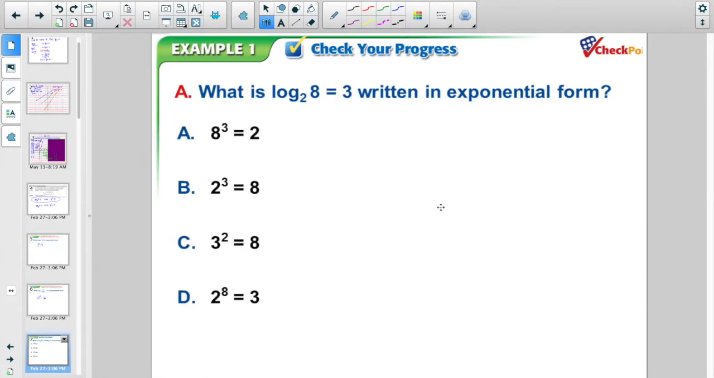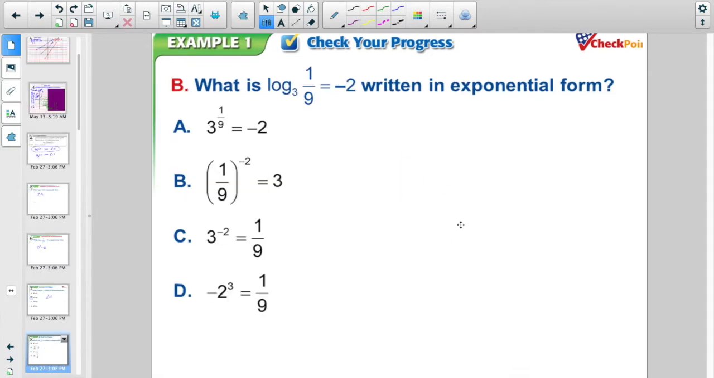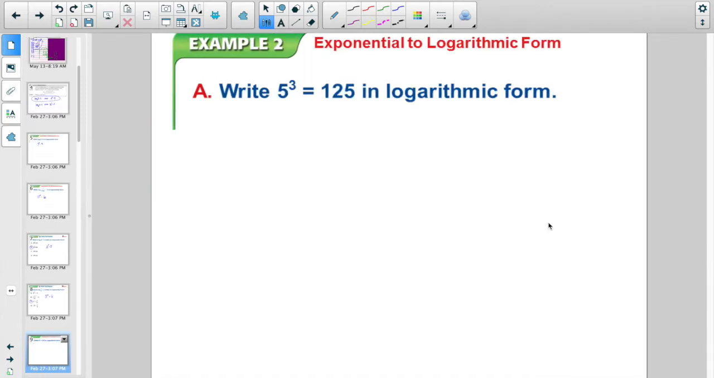So go ahead and try this problem. You can pause it and try it. Oh, you should know this one. This is the one I told you to remember: 2 to the third power equals 8. So we get B. Go ahead and try this one. Pause it and try it. Okay, you should have gotten C. The base is 3, negative 2 power equals 1/9. So, not hard to switch from log form to exponential form.